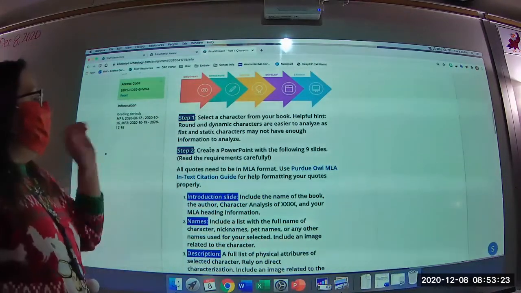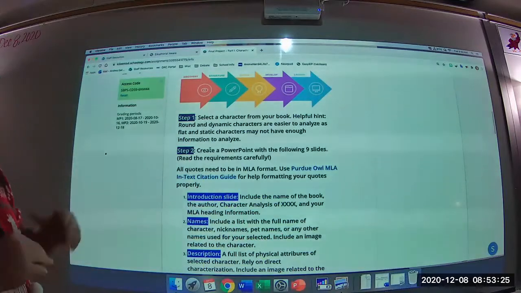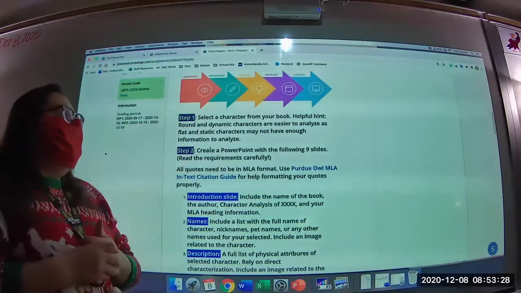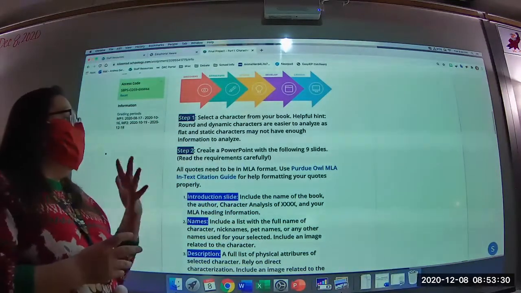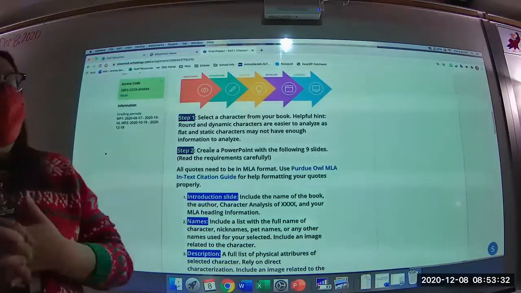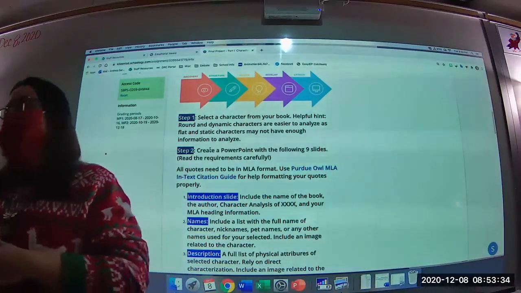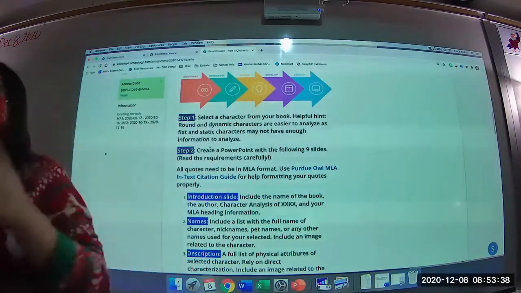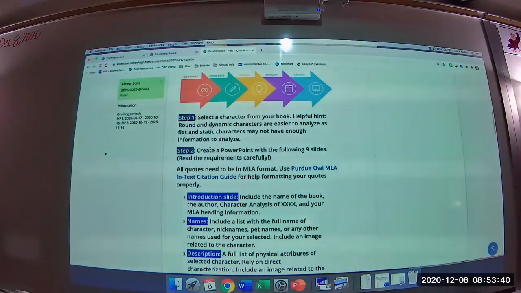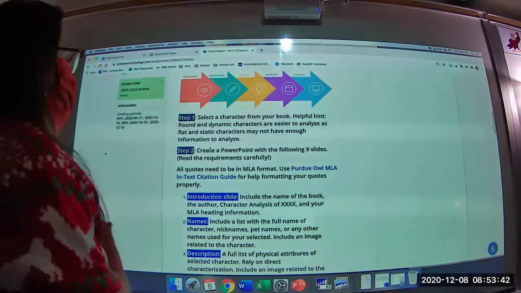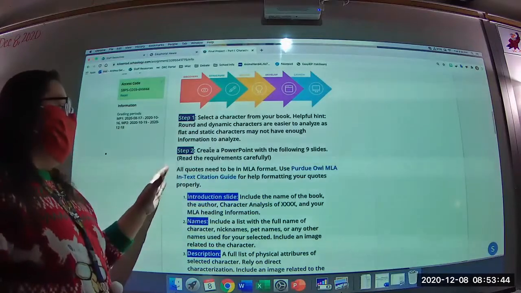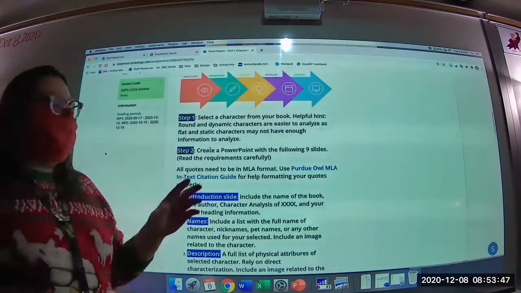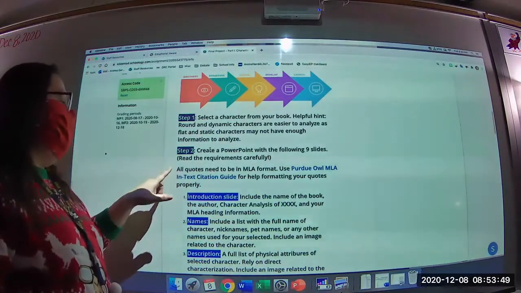So what you're going to do is select a character from your book. Helpful hint: round and dynamic characters are easier to analyze, as flat and static characters may not have enough information to analyze, okay? Do you guys remember what round and flat are? All right, and dynamic and static. Okay. Then you're going to create a PowerPoint with the following 9 slides. 9. Read the requirements carefully.